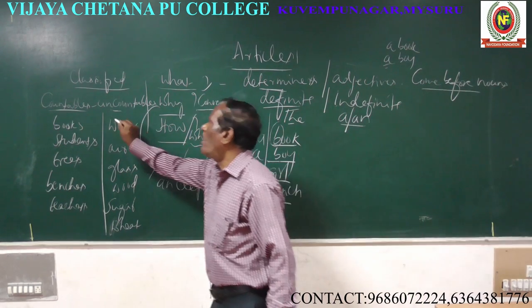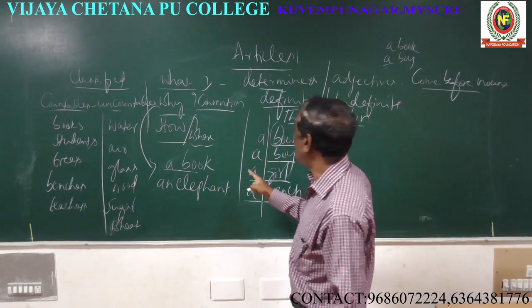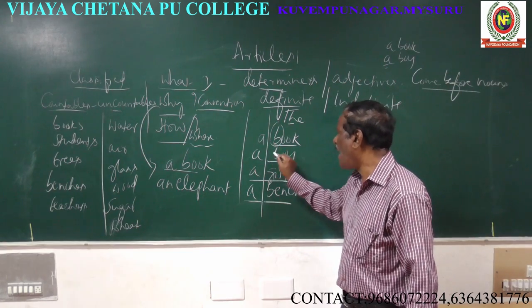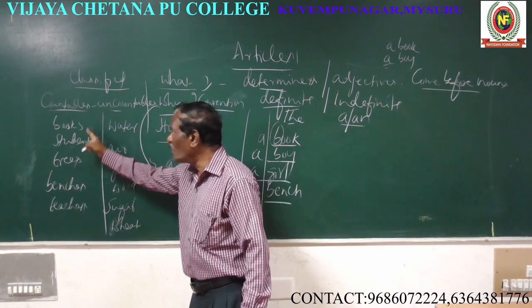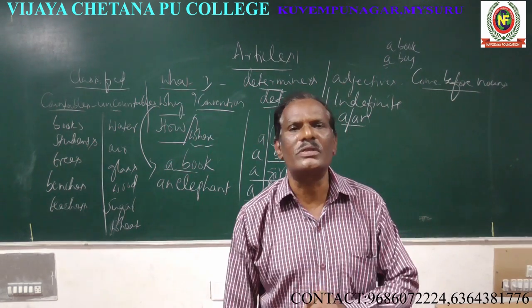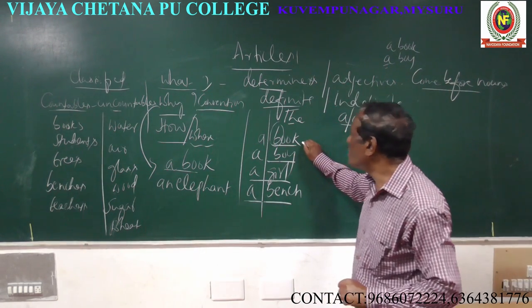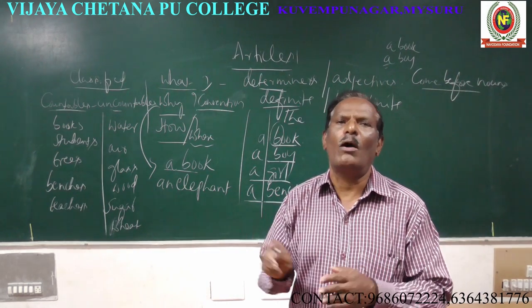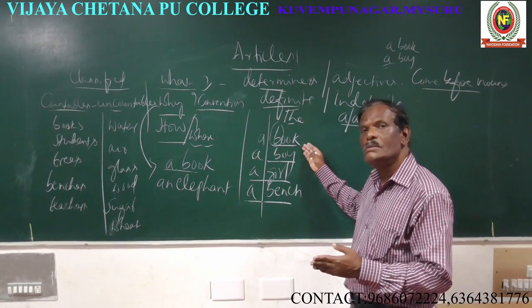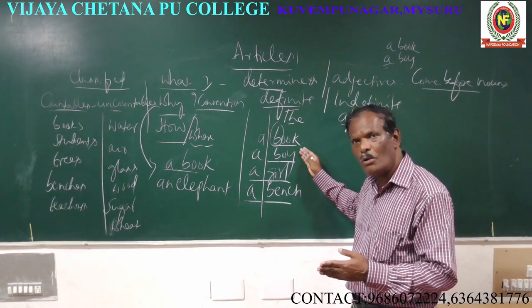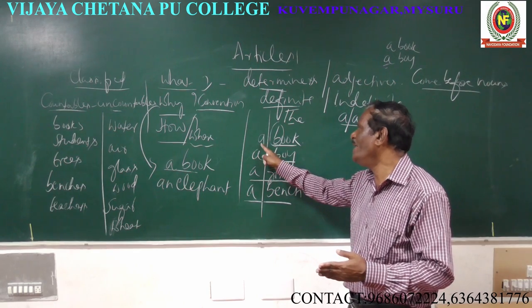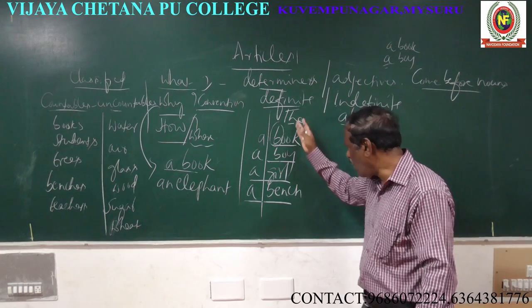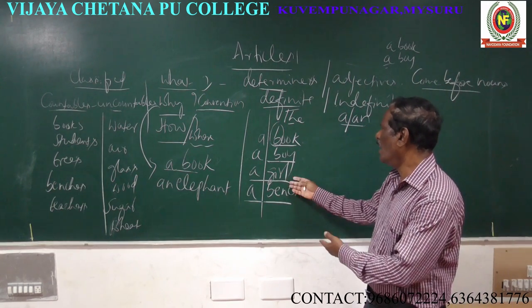Now, this concept is very important. This idea is very important for the placement of articles. If you want to place A or an, you must be very clear about these countables. A or an comes before a countable singular. See, book. Book is a countable, common noun, singular. So A is used before a countable, singular, common noun. These are all common nouns: bench, girl, boy, book.